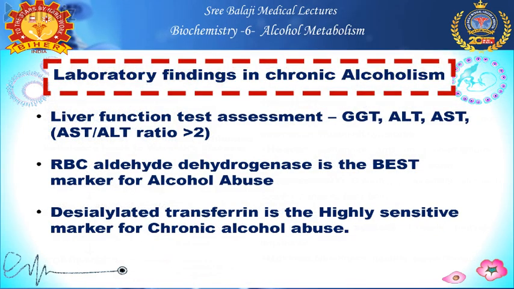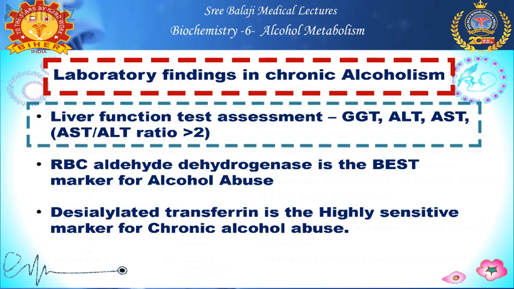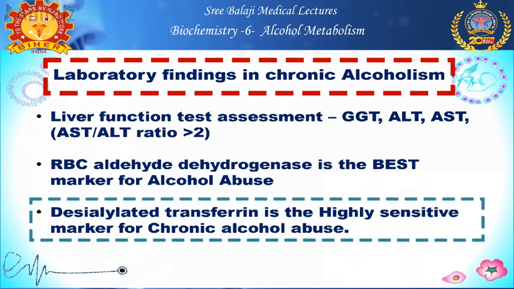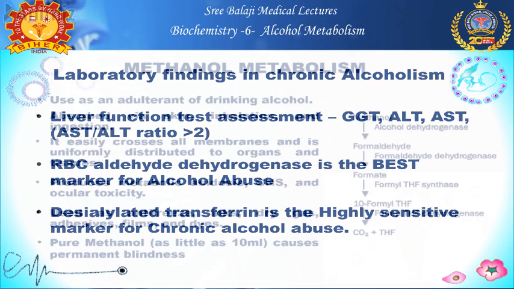Let's see about the laboratory findings in chronic alcoholism. If you see the liver function test, it shows an elevated level of gamma glutamyl transferase, increased levels of ALT and AST. The AST-ALT ratio will be more than 2 in chronic alcoholism. RBC aldehyde dehydrogenase is the best marker for alcohol abusers. Desialylated transferrin or carbohydrate deficient transferrin is the highly sensitive marker for chronic alcohol abuse.